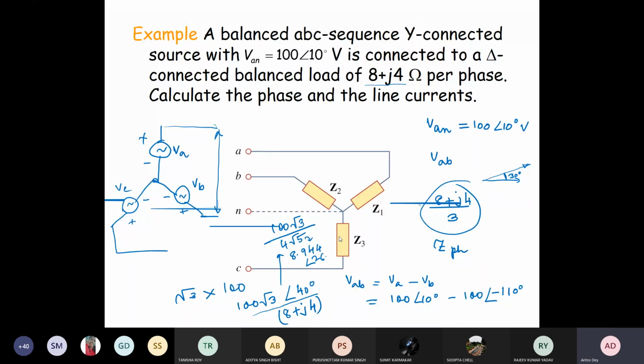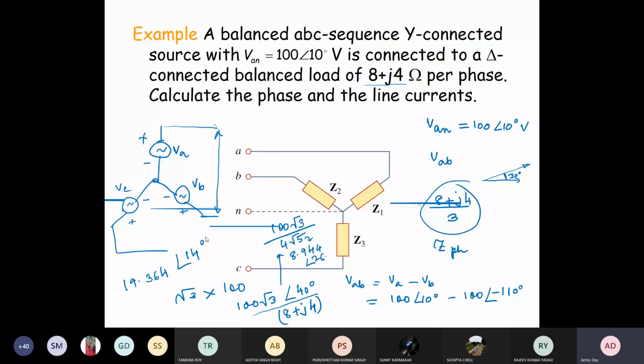So you get 100 into root 3 divided by 8.944. Root 3 is 1.732, so that is 173.2 divided by 8.944, which comes out to be 19.364. The angle will be 40 minus 26, so it will be 14. So you get this as your line current.